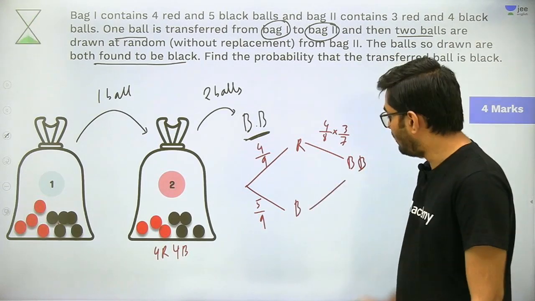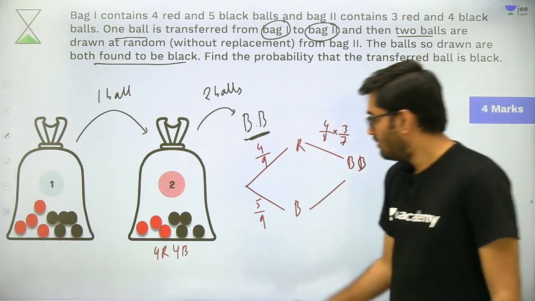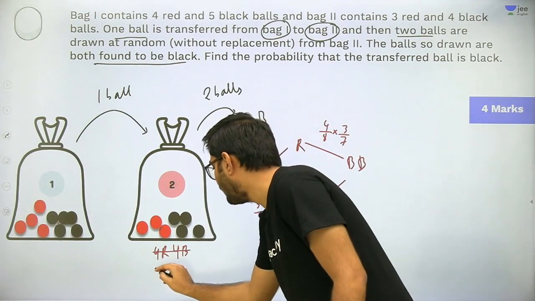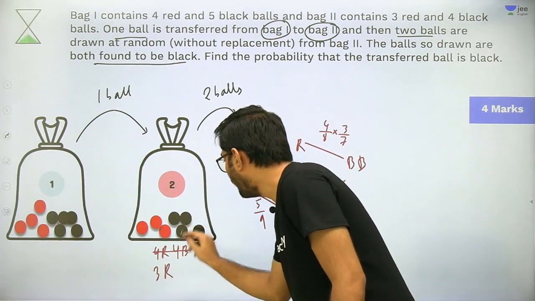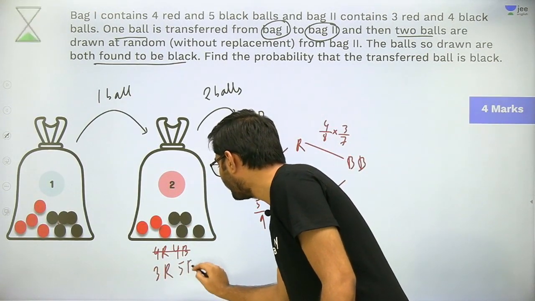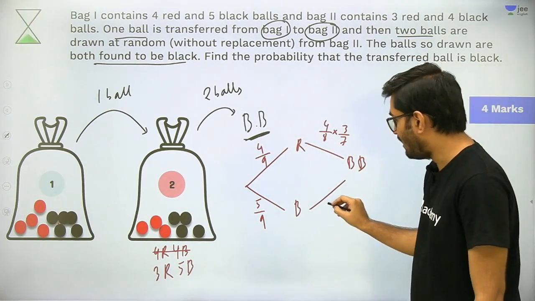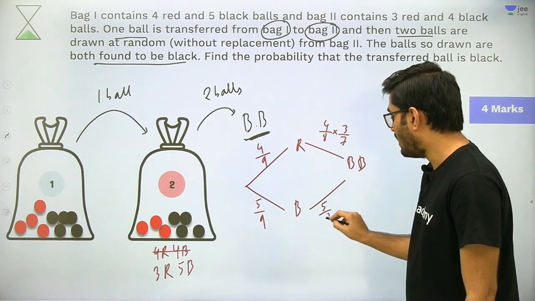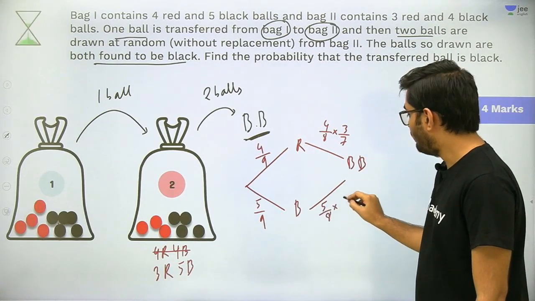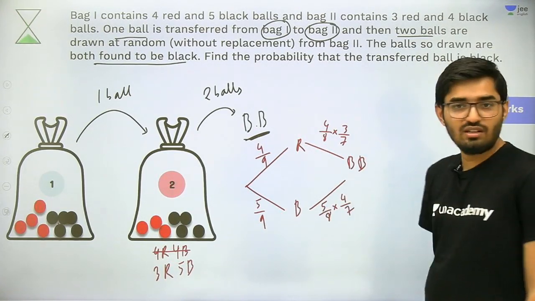Now in this case, one black was transferred. So it will be 3 red and 4 already there plus 1, so 5 black. The probability for the first black is 5 divided by 8, and then the second one is 4 divided by 7. So this is the diagram.